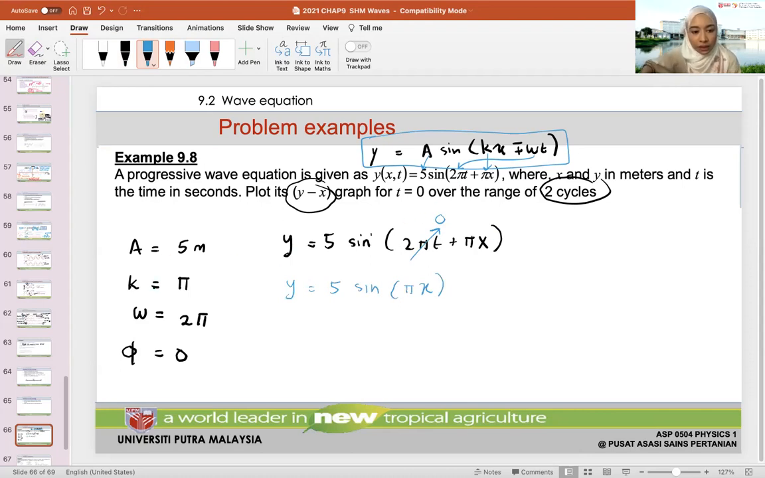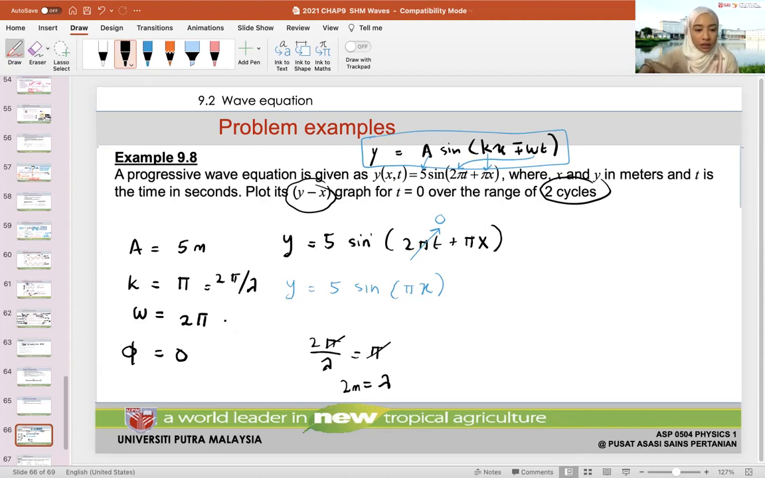So if my k is pi, my omega is 2 pi, what is my T and my f? What is my lambda? Okay, so k is equal to 2 pi over lambda. So let's solve that. This is 2 pi over lambda. So 2 pi over lambda is equal to pi, cancel out. So lambda is basically 2 meter.